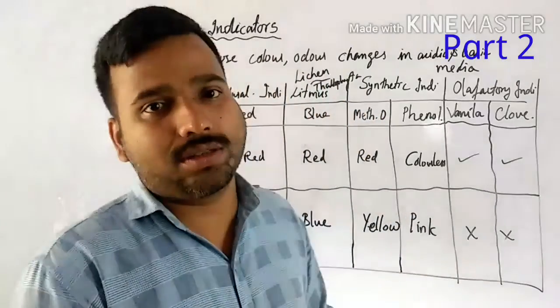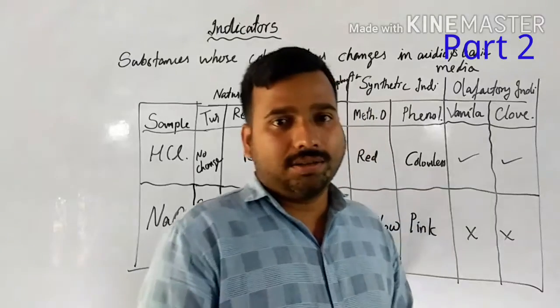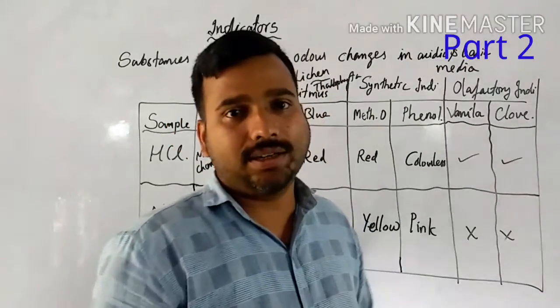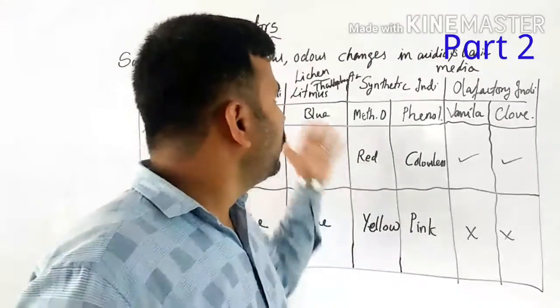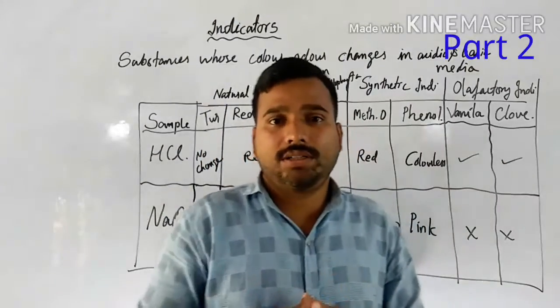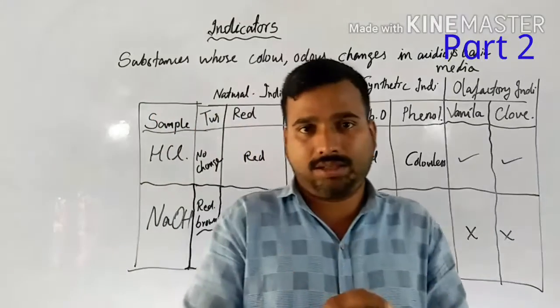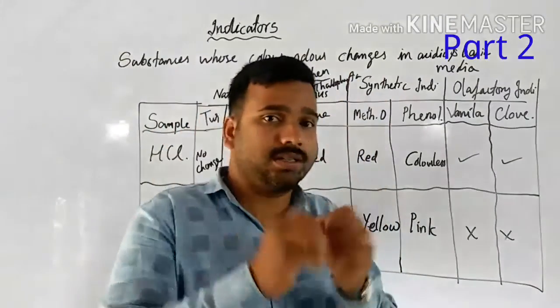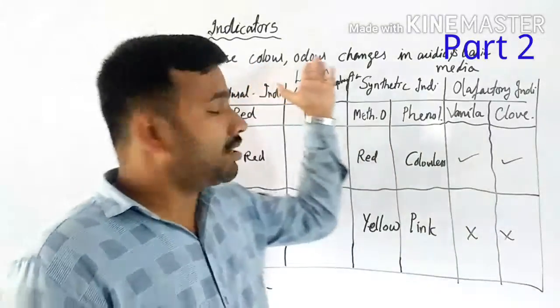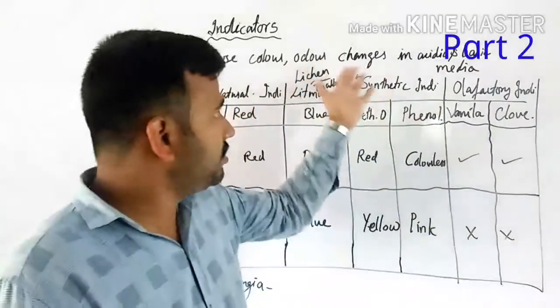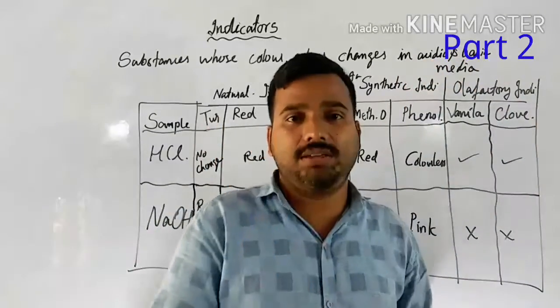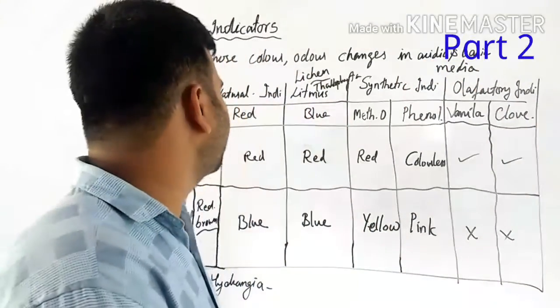What are the uses of this particular thing? It will indicate that you are going to turn either right or left. So in today's lesson, we are going to discuss indicators. We can define indicators as the substances whose color or odor changes once they come in contact with acidic or basic media or substances.